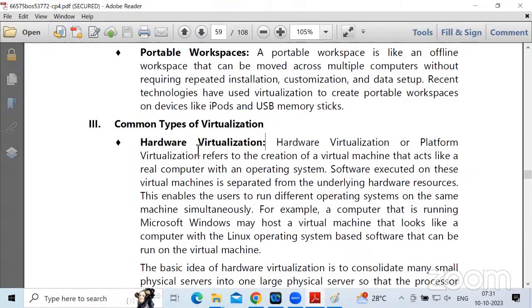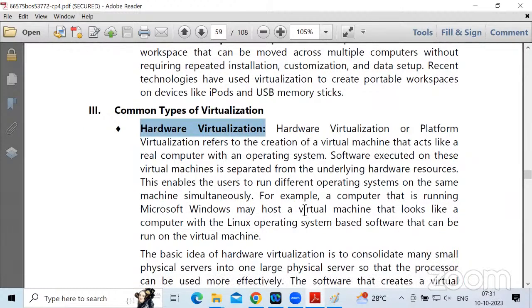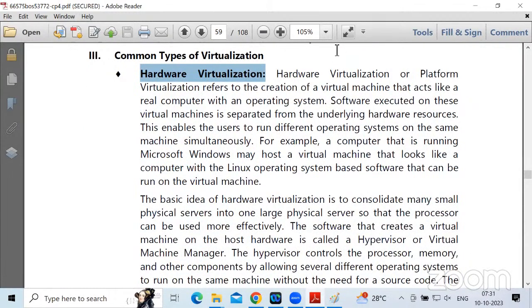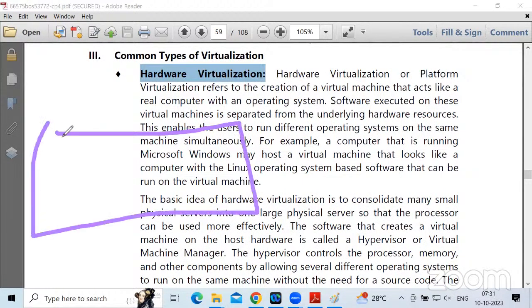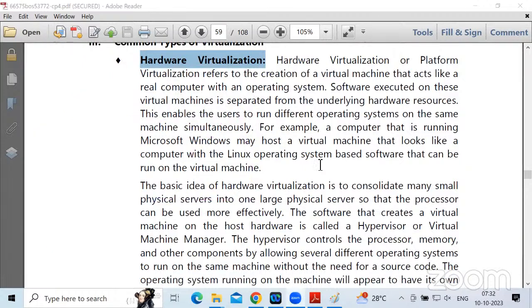So hardware virtualization. What is hardware virtualization? What I have demonstrated is hardware virtualization. Now you have a computer which is having, let us say, 5 terabytes of capacity. Now that can be divided into 2, 2, and 1. So this is hardware virtualization. This will act as one computer, this will act as one computer, this will act as one computer.